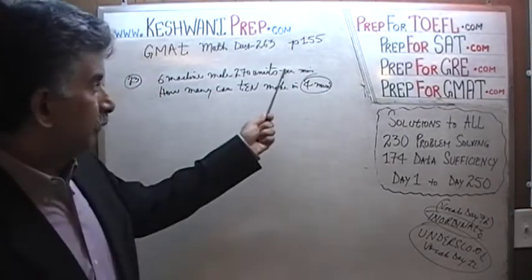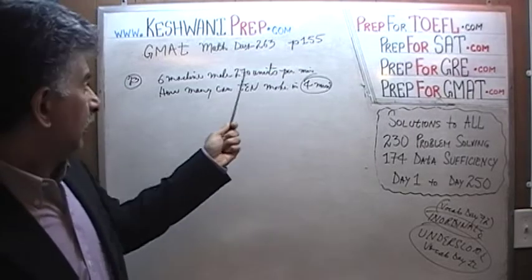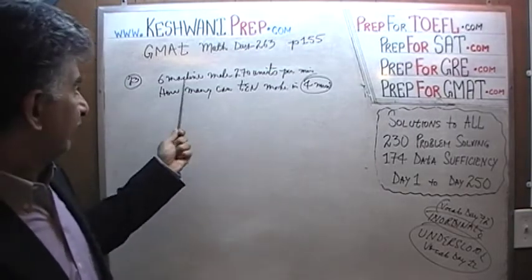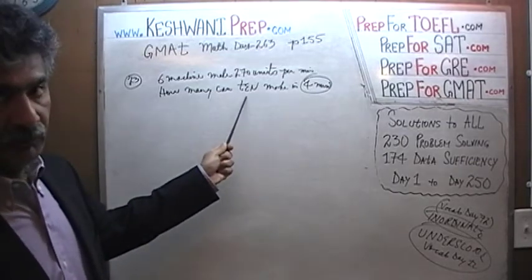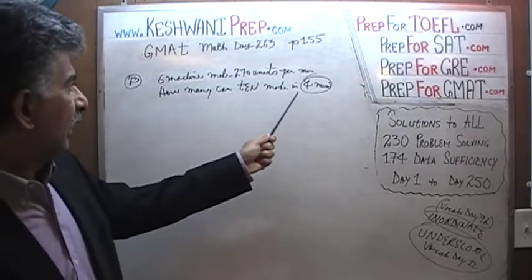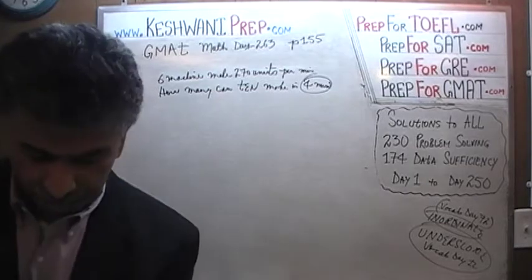obviously is in terms of per minute. 270 units they can make. 6 of these machines can make 270 units in 1 minute. The question is, if we had 10 of those identical machines, how many units will they make in 4 minutes? Let's find out, shall we?